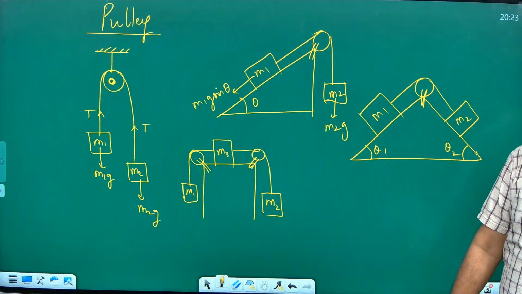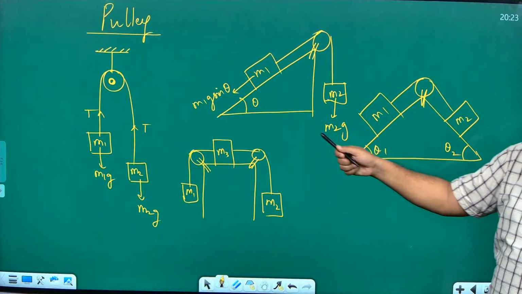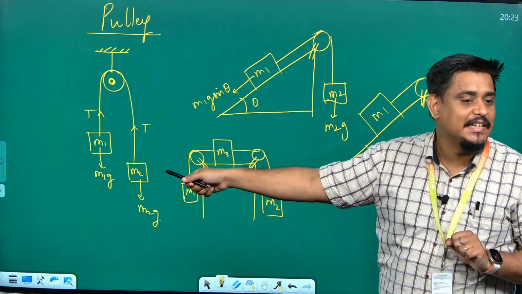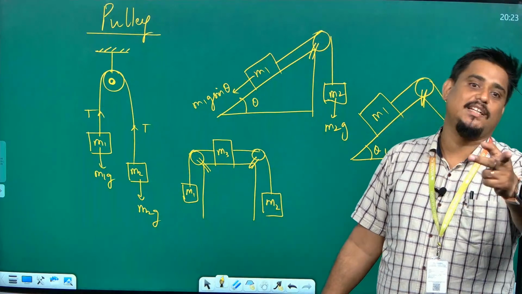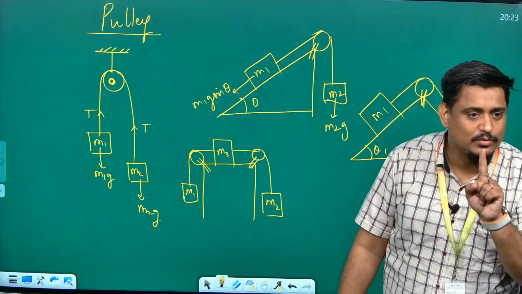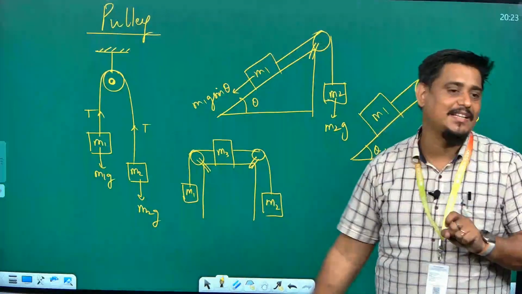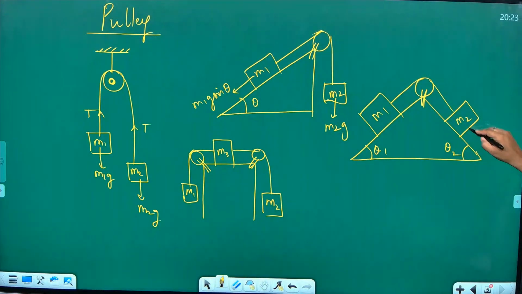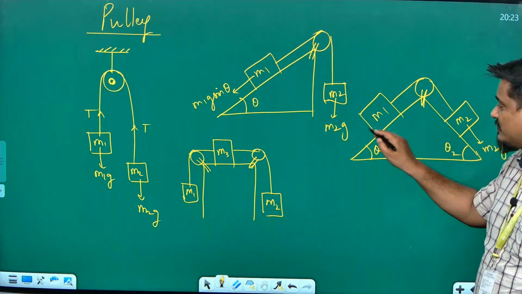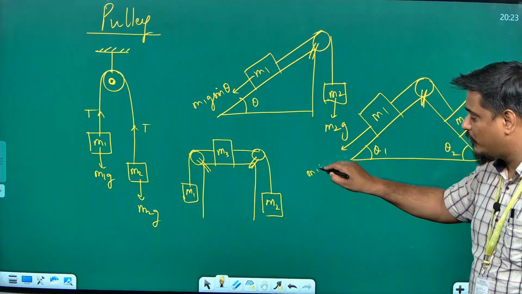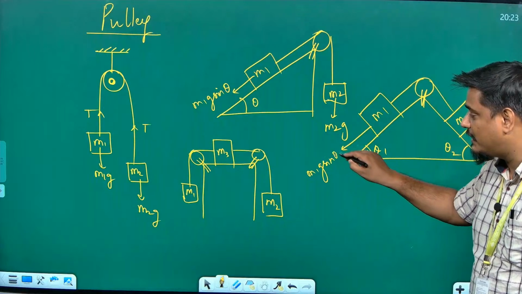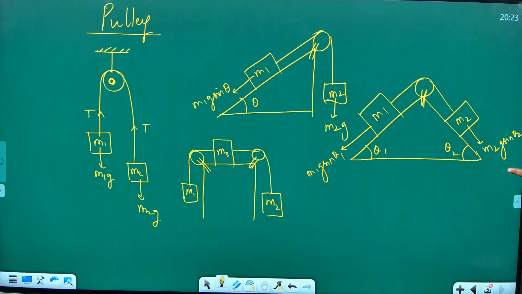So what am I going to compare? m2g and m1g sin theta. Which one is more, that side the body will go. I will not compare m1 and m2; I will compare m2g with m1g sin theta. Same way here, what will act on this side? m2g sin theta 2. And here what will act? m1g sin theta 1. I will compare these two. Whichever is more, the body will go towards that.